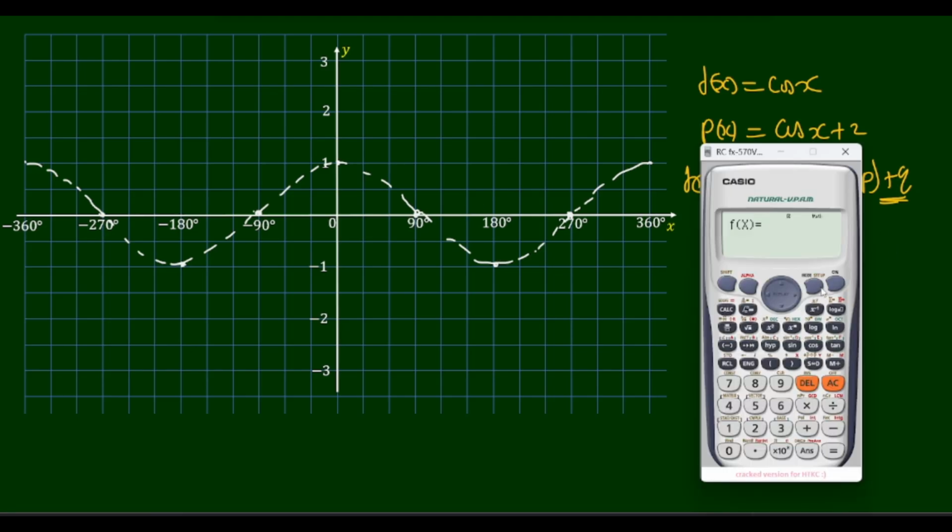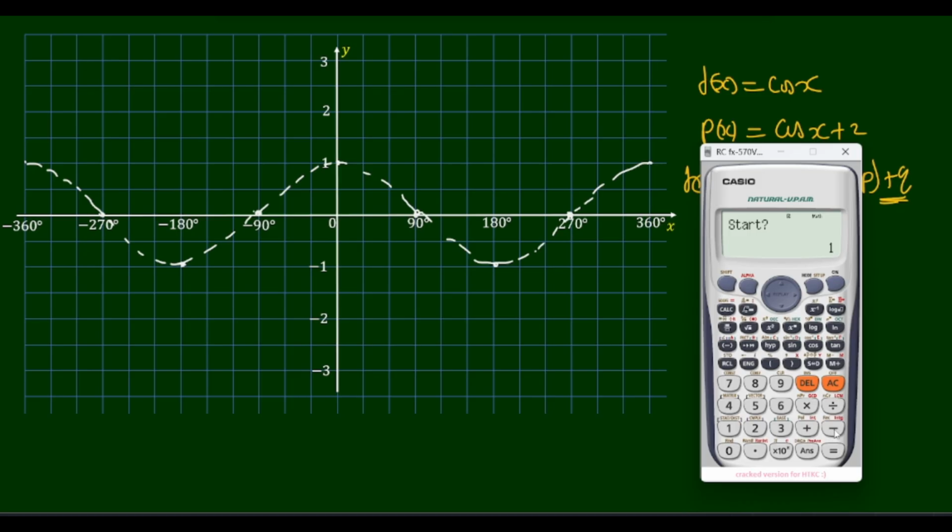F of x, cos x, and then alpha, and then x, close bracket, and then plus 2, like that. Okay, outside the bracket, then equals. We don't have another function, so we press equals again. Then start. Let's say we want the domain from, let's say, -90 to 270.